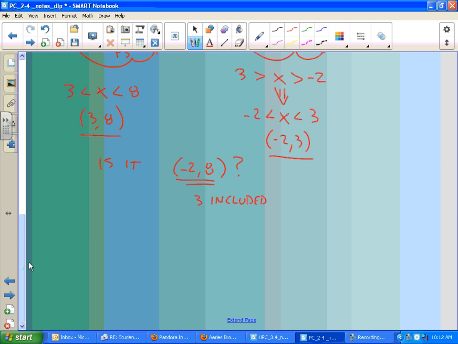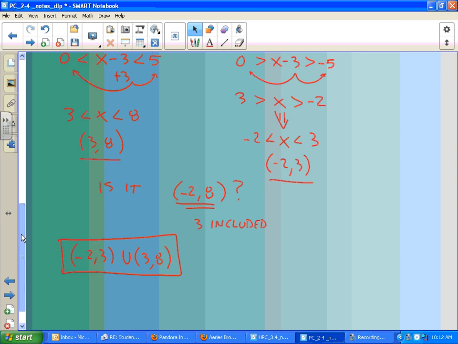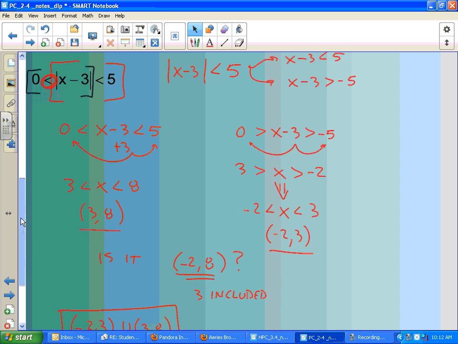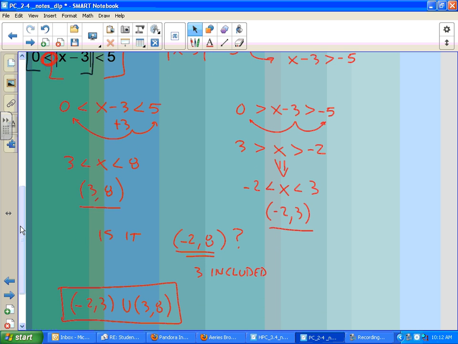So then I have to use a union symbol between my two interval notations. I'm going to go from negative 2 to 3, and I'm going to union that with 3 to 8. And there's my solution. So you have to be careful of the ones that have a 0 on one side of the absolute value. All right, what questions do you have about that whole concept right there?